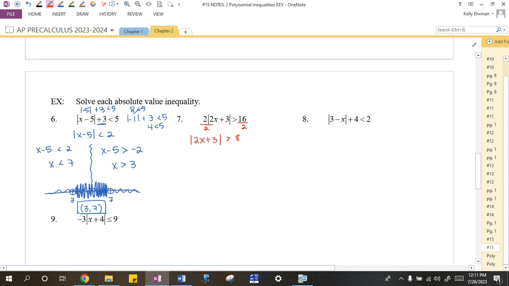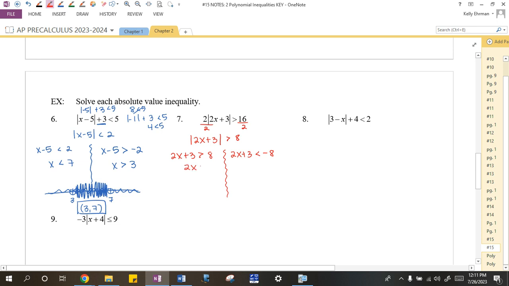And then we split 2x plus 3. We keep it greater than 8. And then there's the second inequality that says 2x plus 3 could also be less than negative 8. So I flipped the symbol, reversed the symbol, multiply the 8 by negative 1. Let's solve both of these inequalities.